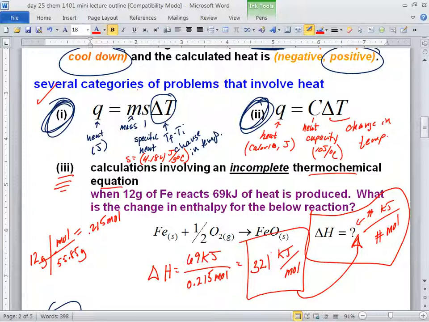Okay? So that's the third type of problem, where they're going to say, okay, you finish the thermochemical equation. And they're going to give you the information you need to do that. The kilojoules divided by the number of moles.